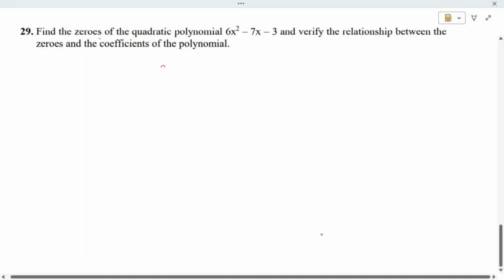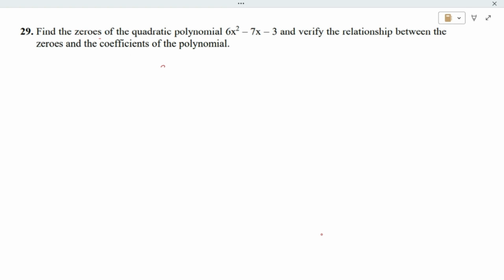Question number 29. Find the zeros of the quadratic polynomial and verify the relation between the zeros and coefficients of the polynomial. So after finding the zeros, that is the solution of the polynomial, I need to verify it. Okay. So how will I find the zeros of the polynomial? Let me define the polynomial of x as 6x square minus 7x minus 3, right? So I can equate the polynomial to 0 to get the zeros of the polynomial. So I am going to factorize this. Polynomial of x is 6x square minus 7x minus 3, that is equated to 0.